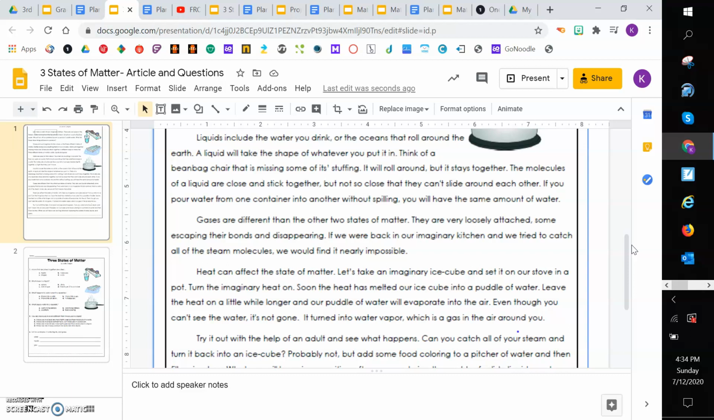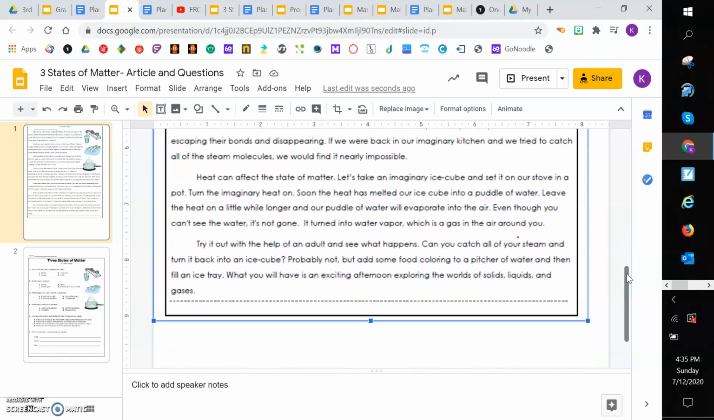Gases are different than the other two types of matter. They are very loosely attached, some escaping their bonds and disappearing. If we were back in our imaginary kitchen and we tried to catch all of the steam molecules, we would find it nearly impossible. Heat can affect the state of matter. Let's take an imaginary ice cube and set it on our stove in a pot. Turn the imaginary heat on. Soon the heat has melted our ice cube into a puddle of water. Leave the heat on a little while longer and our puddle of water will evaporate into the air.